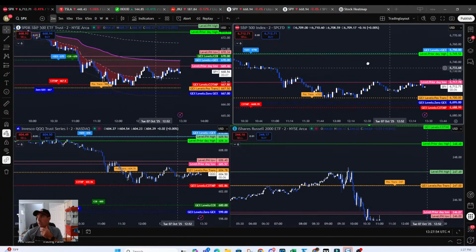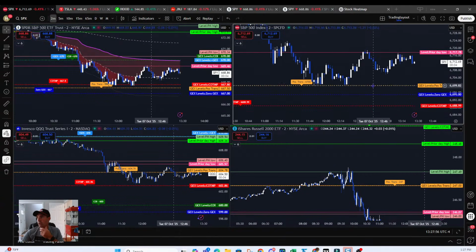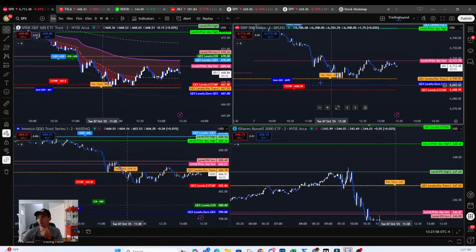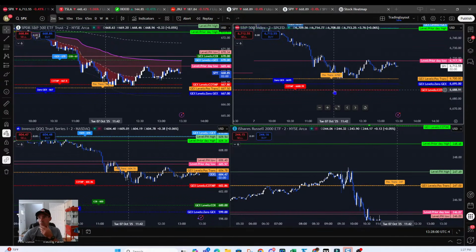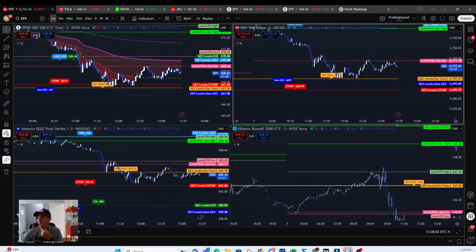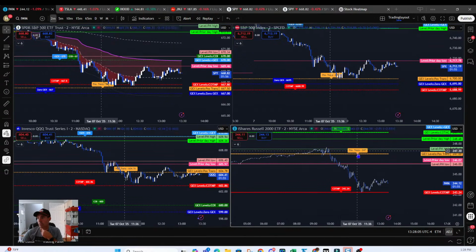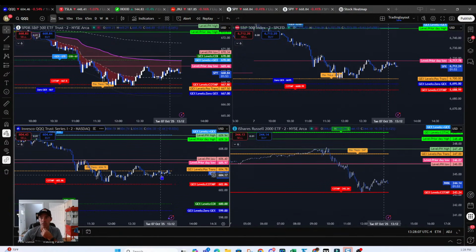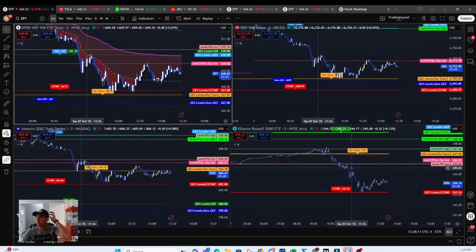So 6,700 continues to hold for SPX. That's going to be a key area. ZeroGex 6695, and then COTMP 6688. IWM a little weaker. It's below P-Trans. Qs kind of oscillating around P-Trans. So IWM's a little bit weaker to the downside.